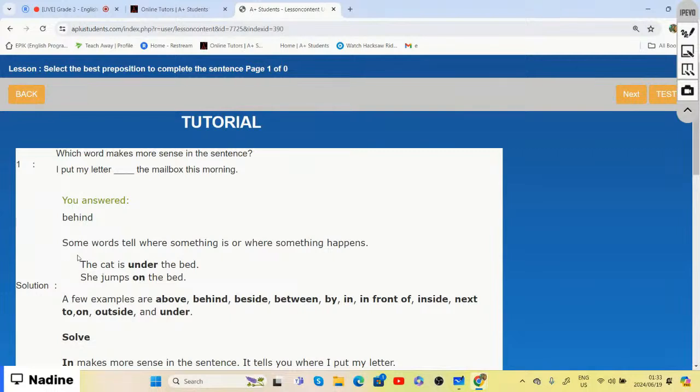It says, I put my letter in the mailbox this morning. Where did you put your letter this morning?